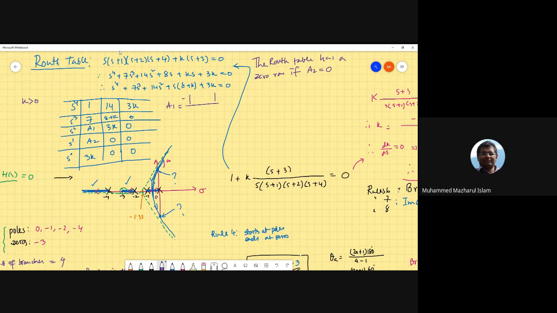So let's calculate a1 and a2. a1 is 14 times 7 minus (8 plus k), divided by 7. With the sign change, this will be 14 minus (8 plus k) divided by 7. I'm jumping a step here. You can keep it like this; it's my choice to keep it this way.